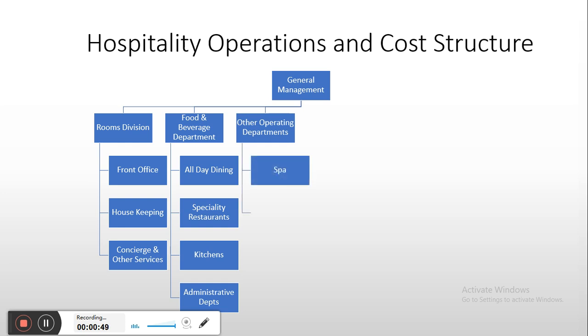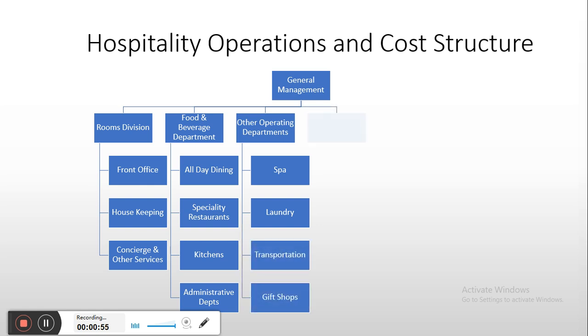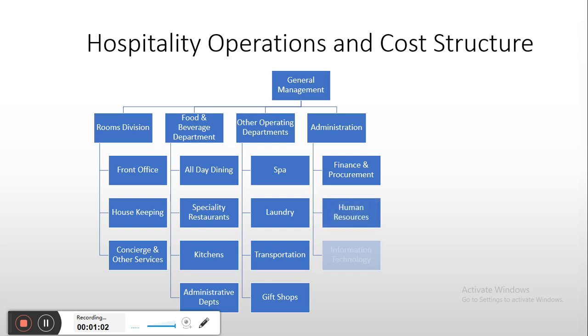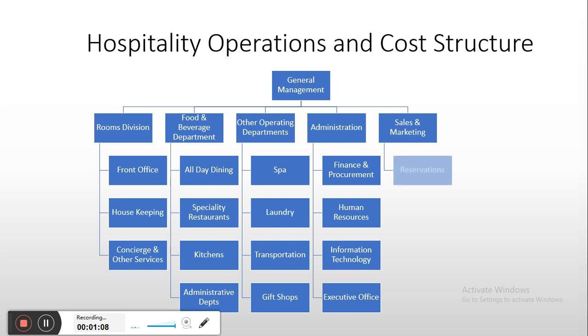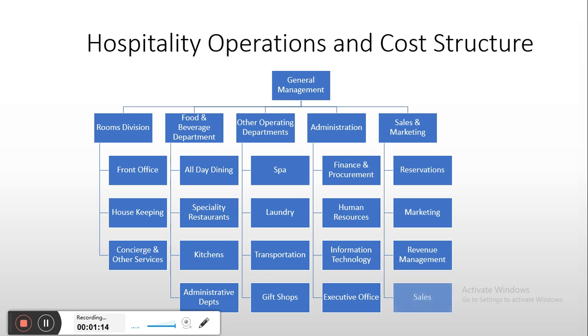Then there are other operating departments which consist of spa, laundry, transportation, gift shops, depending on your particular hotel. Then there are other administration departments which consist of finance and procurement, human resource, information technology, executive office. Sales and marketing division will consist of reservations, marketing, revenue management, and sales. Then there is a maintenance department which takes care of preventive maintenance of the property and then the repairs.